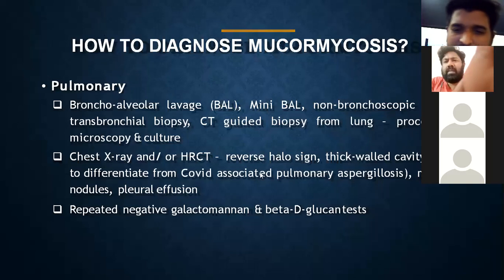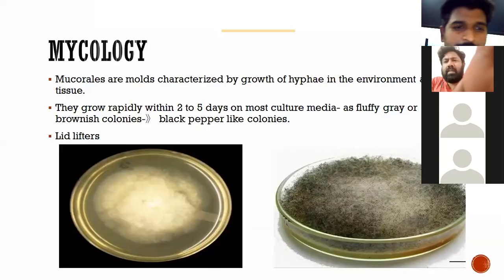As I already described, there are some signs which are very helpful. When you see a thick walled cavity in any patient with COVID-19 pneumonia, or a reverse halo sign, or multiple nodules with pleural effusion, you should suspect mucormycosis. And the most important thing: when you suspect invasive aspergillosis or invasive fungal infections and you get repeated negative galactomannan and beta-glucan tests, we should suspect that this patient may have pulmonary mucormycosis, because these two tests are specific for aspergillus and not for mucor.